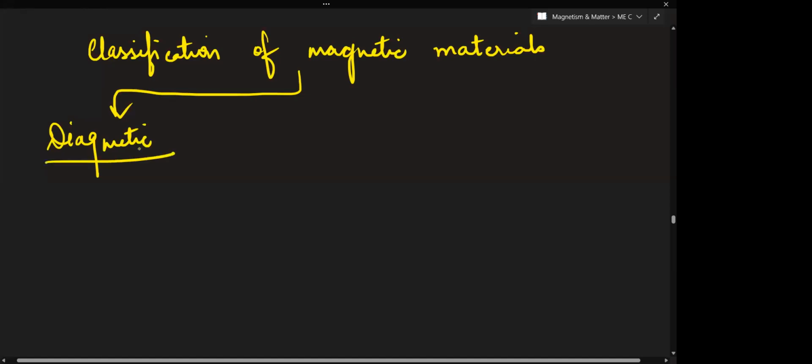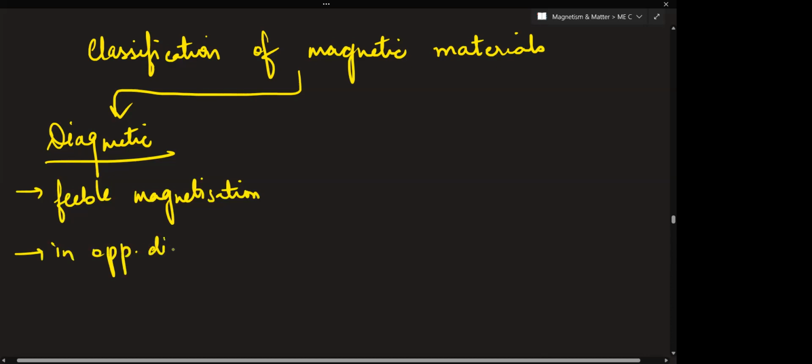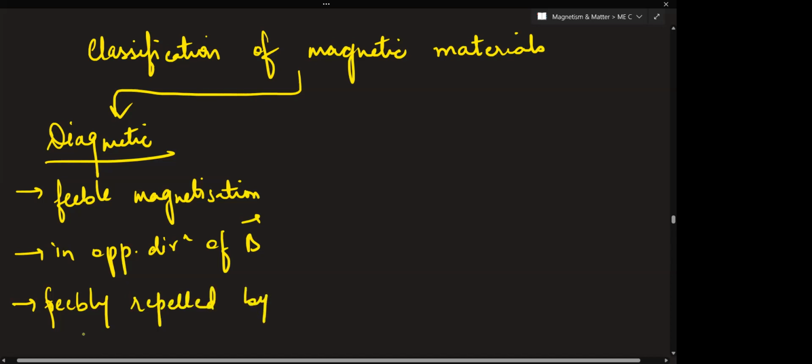First are diamagnetic substances. Diamagnetic substances are those substances that develop feeble magnetization. That's why we had used the terms magnetization and all. They develop feeble, this means weak, magnetization, but in opposite direction of the magnetic field. They are even weakly repelled by magnets. I'll write down: feebly repelled by magnets.